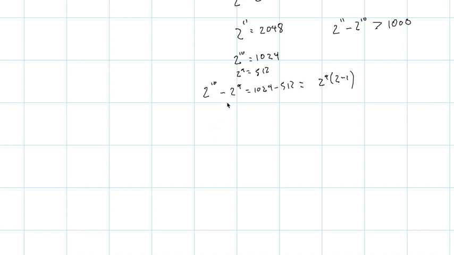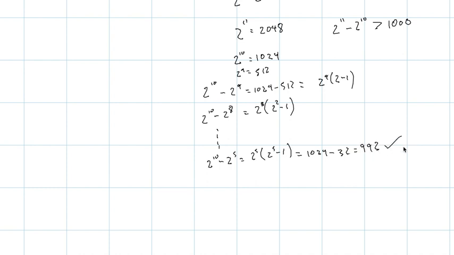We'll keep going with 2 to the 10th. 2 to the 10th minus 2 to the 8th is 2 to the 8th times 2 squared minus 1. And we can keep going with this till we get to 2 to the 10th minus 2 to the 5th. And this is 1,024 minus 32, which is 992. That's still less than 1,000.